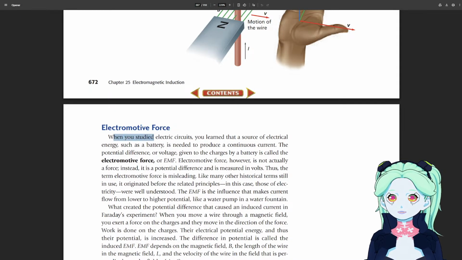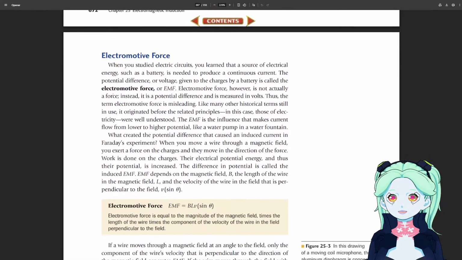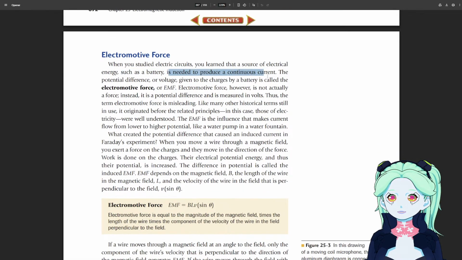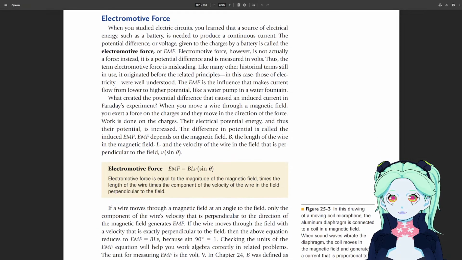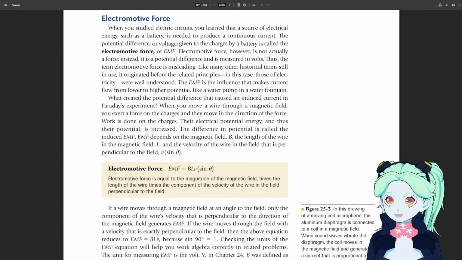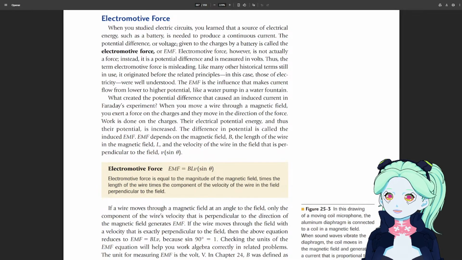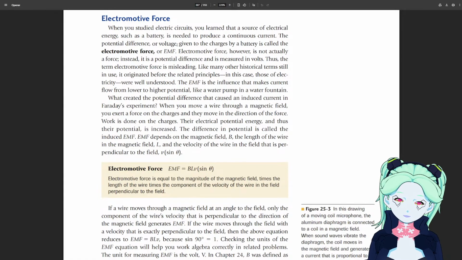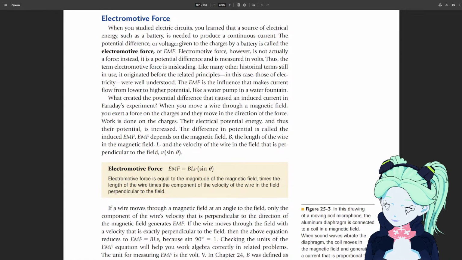Anyways, electromotive force. When you studied electric circuits, you learned that a source of electrical energy, such as a battery, is needed to produce a continuous current. The potential difference, or voltage, given to the charges by a battery. By the way, your voltage is really just the work done by the battery on the charges to take the negative charges and put them at the more negative place to create a dipole system. So you transfer chemical energy into the charges.